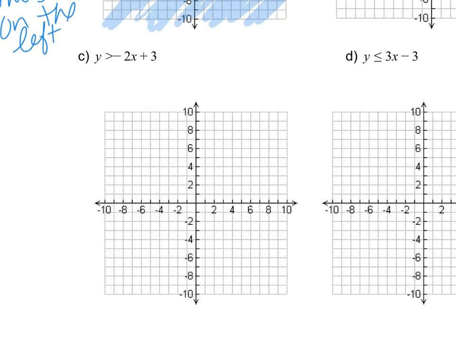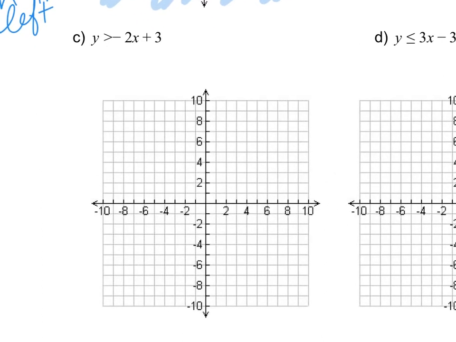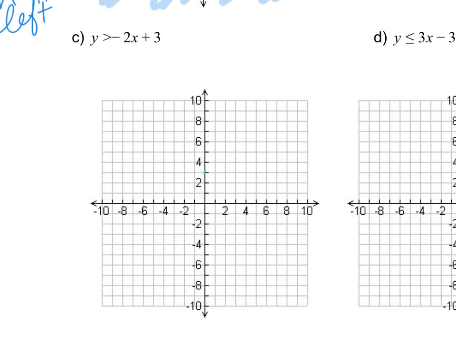All right, this next one, y is greater than -2x plus 3. Let's go ahead and plot our line. So we have +3, up 2 over 1, up 2 over 1. Oh, I'm sorry, it's negative slope, my bad. So it's down 2 over 1, down 2 over 1.